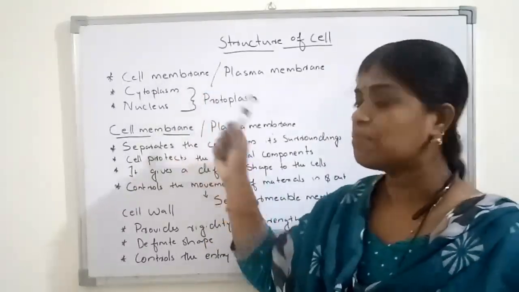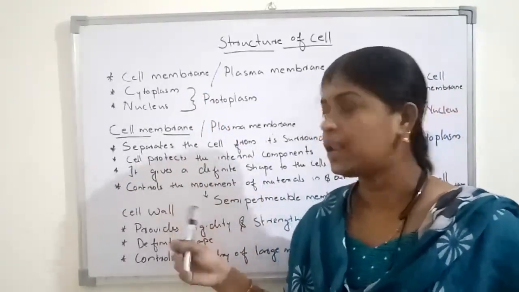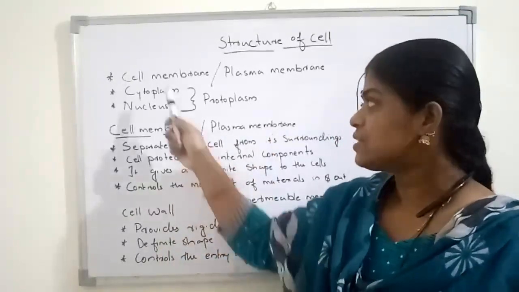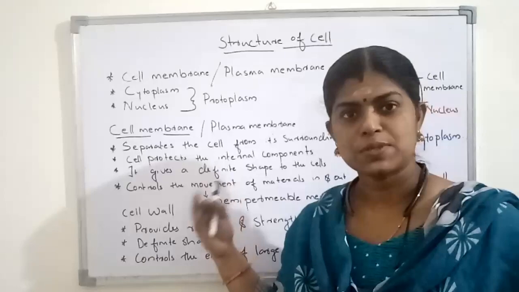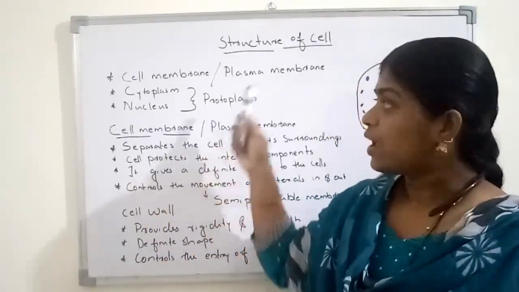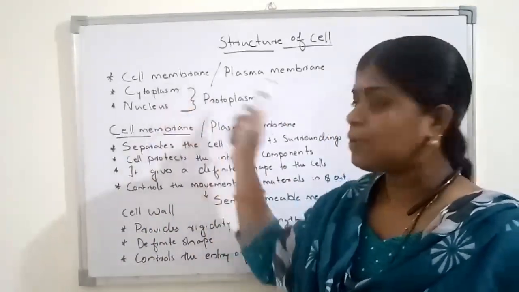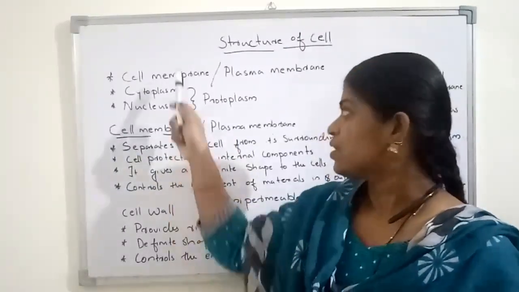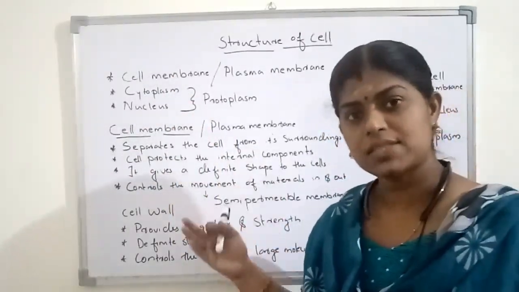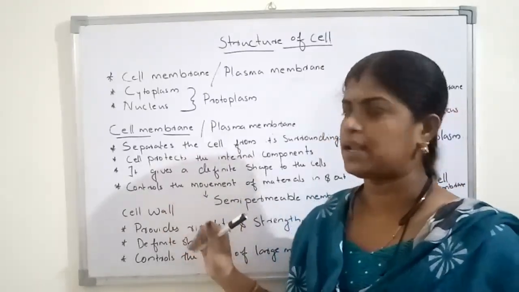These are the major three components of a cell. Every cell has a cell membrane, cytoplasm and nucleus. We have seen that different types of cells are there, but in each and every cell the cell membrane will be there, cytoplasm will be there, and nucleus will be there. So these are the three major or common components of a cell.